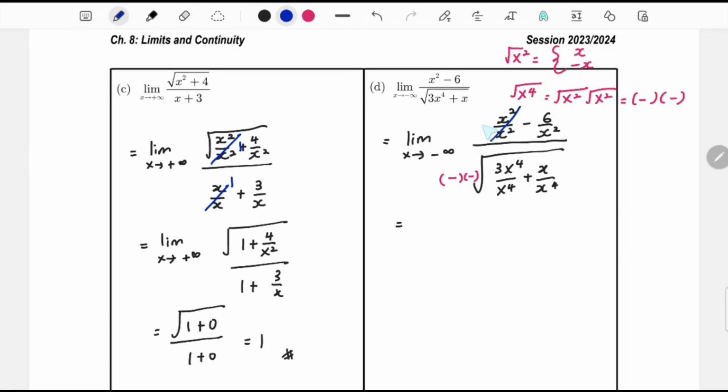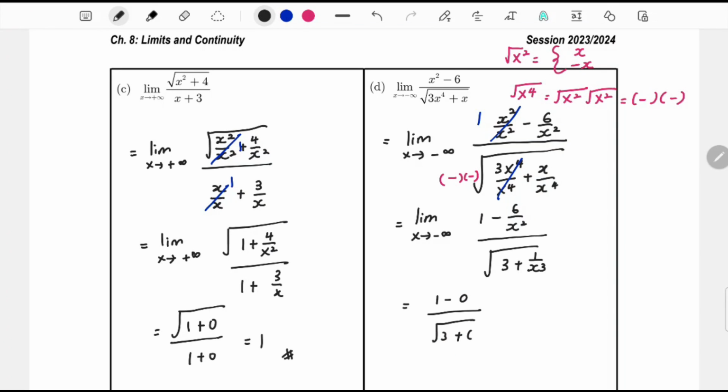Simplify. 1. Limit x approaching negative infinity. For the numerator, negative, negative, positive, so 3 plus 1 over x cubed. Substitute negative infinity, so it becomes 1 minus 0 over the root of (3 plus 0). So the answer is 1 over root 3, or rationalizing the denominator, root 3 over 3. Right?